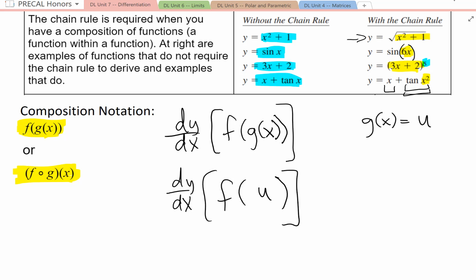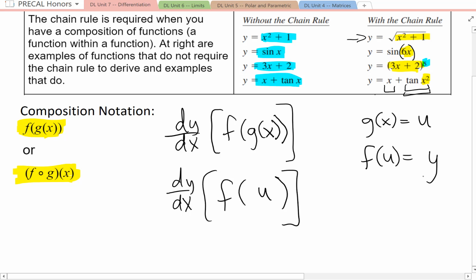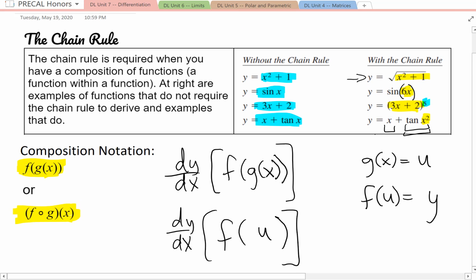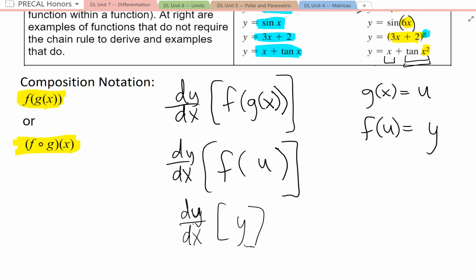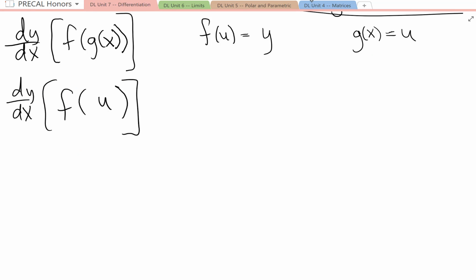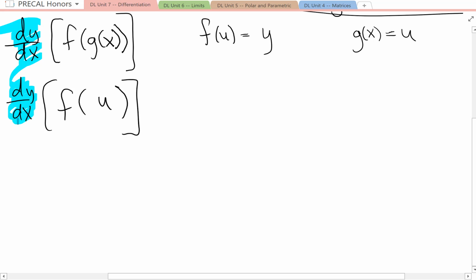We're also going to refer to f of u as one letter, so f of u is going to be referred to as y. So really what we're trying to find here is the derivative of y with respect to x, given these labels. I'm going to actually use the dy dx notation whenever I can. We will start by deriving.